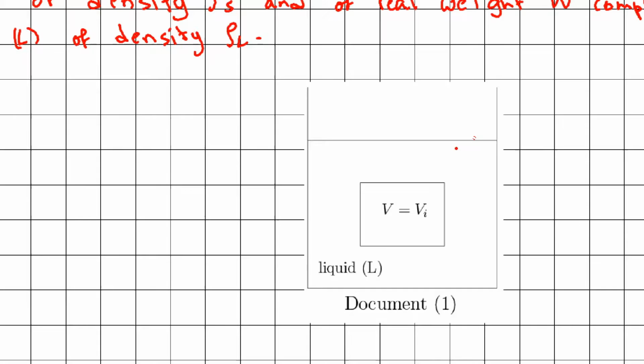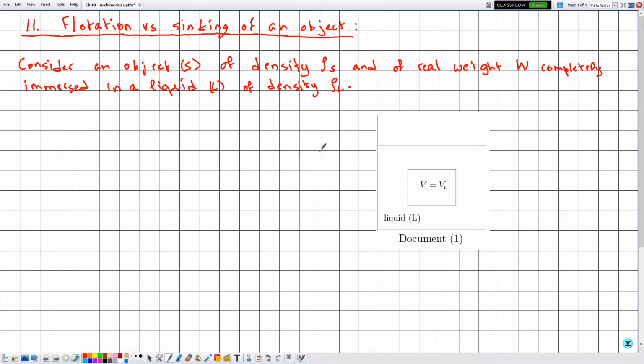In the case where the density of the solid is equal to the density of the liquid, the solid will float inside the liquid. And in the case where the density of the solid is greater than the density of the liquid, so the solid is heavier than the liquid, we expect that the solid will sink to the bottom of the container.